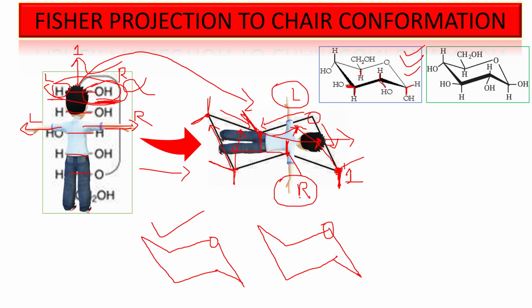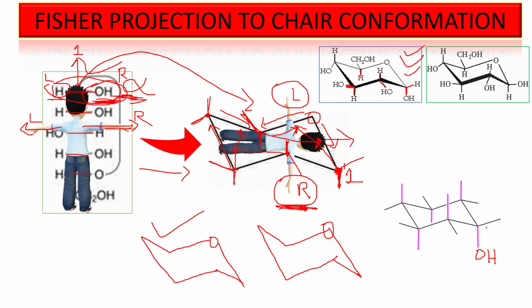Okay, so all the OH groups which are present on the right side will go to the downside. Here, this is the structure. For alpha, the OH group is present on the right. Right means downside, so we have to place the carbon 1 OH on the downside like this.